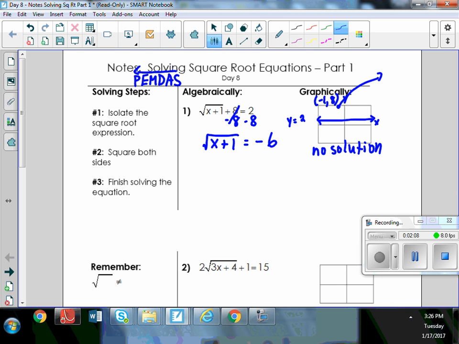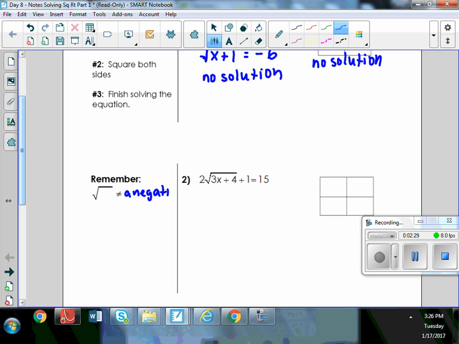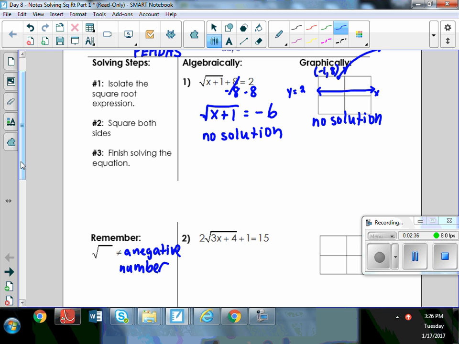And so this is where I want you to realize that it is no solution, because there's a rule that the square root of something can never be a negative number, and that's over here on your notes. So the square root of anything cannot equal a negative number. So when you get a square root symbol that's completely isolated and by itself, and it equals a negative number, you know it's no solution. Okay, so that can happen.